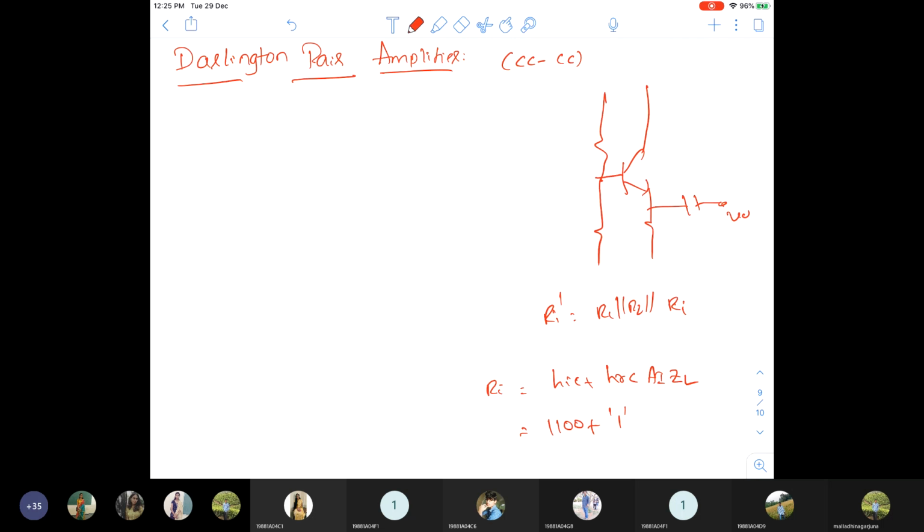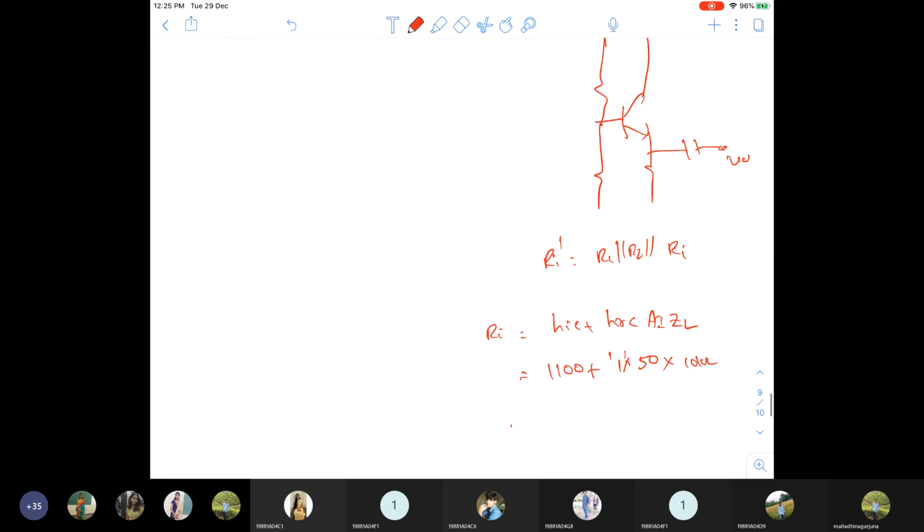AI is nothing but the current gain of the CC amplifier. It is around 50, let us say. So this is 50 into 1 into 50 into ZL. For the load resistance, in general we take a 10 kilo ohm resistor. So now calculate: 1100 plus 50 into 50 into 10K, 500K. So that is a 501.1 kilo ohm resistor.